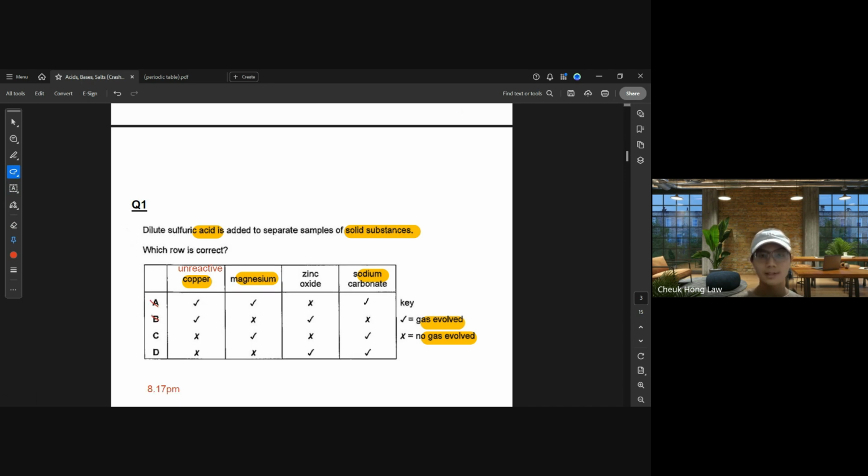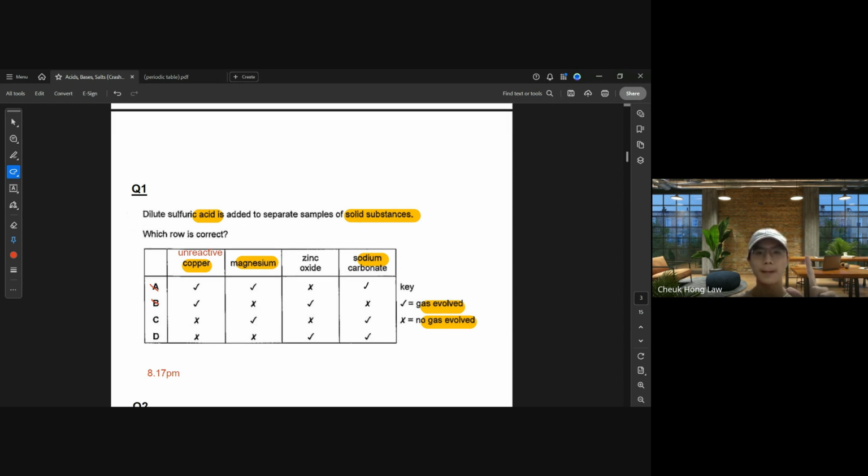Then second option, magnesium. Magnesium is a reactive metal, so when it reacts with sulfuric acid, it will definitely form hydrogen. So it's a tick, which means C is your answer already, just by eliminating. But I'll just go through the rest.